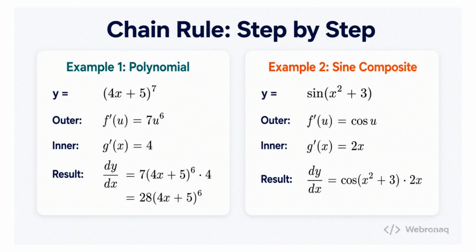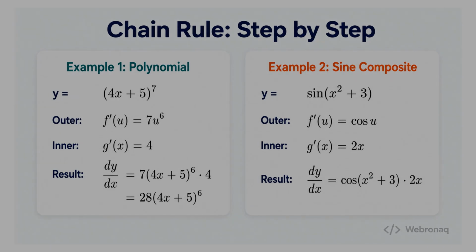Second, y equals sine of x squared plus 3. The outer function is sine of u, whose derivative is cosine of u. The inner function is x squared plus 3, whose derivative is 2x. So dy divided by dx equals cosine of x squared plus 3 times 2x. Both examples follow the same pattern. Differentiate the outside, keep the inside, multiply by the inner derivative.